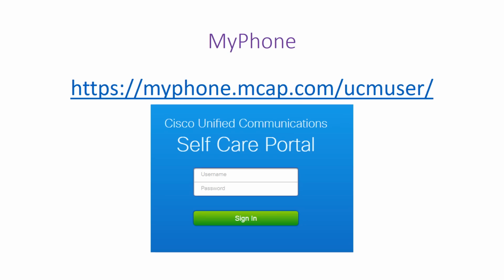MyPhone and MyVoicemail are features in the new Cisco Unified Communications System that are available via a web browser when connected to the MCAP network. The MyPhone feature allows you to configure your Cisco Unified Communications via a self-care portal. Use your MID and password to log in. There you will see the phones associated with your name, as well as methods to configure your phone settings. You will also have the ability to call forward your phone, which is most helpful when working remotely or away from the office.